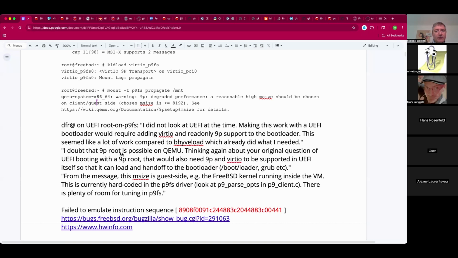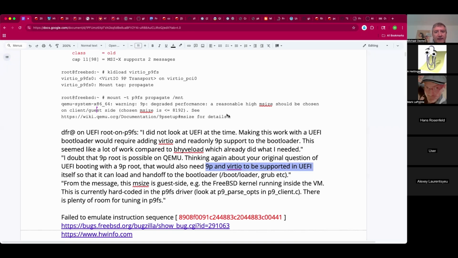I doubt that 9P root is possible on QEMU. Thinking again about your original question, that would need 9P and virtio to be supported in UEFI itself, so it can load and hand off to the bootloader, grub, etc. There's a warning here about the msize, and his response was that is the guest side FreeBSD kernel inside the VM. It's currently hard coded in the 9P driver, and there's plenty of room for tuning.